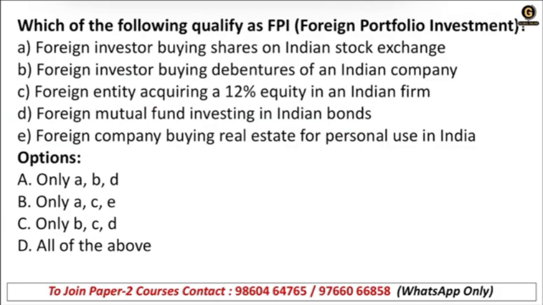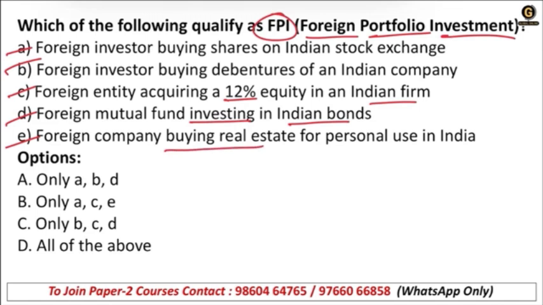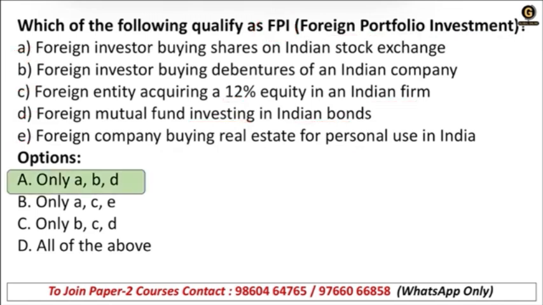Next, which of the following qualify as FPI? Now FPI. The same question was asked, the first question about FDI. Now it is asking about FPI. Foreign investor buying shares on Indian stock exchange. Foreign investor buying debentures of an Indian company. Foreign entity acquiring 12% equity in an Indian firm. Foreign mutual fund investing in Indian bonds. Foreign company buying real estate for personal use in India. Okay, so the right answer is option A, that means A, B, and D only.